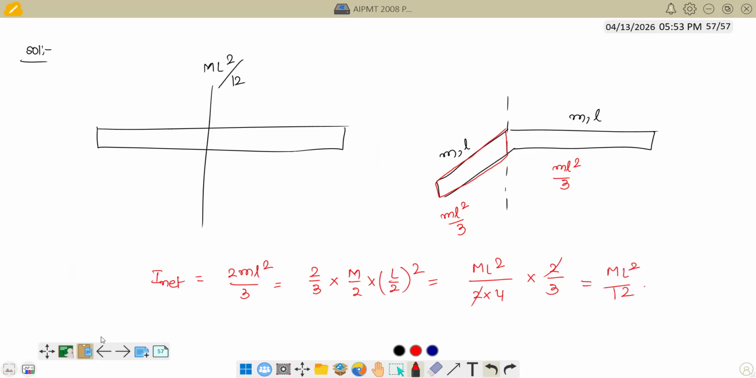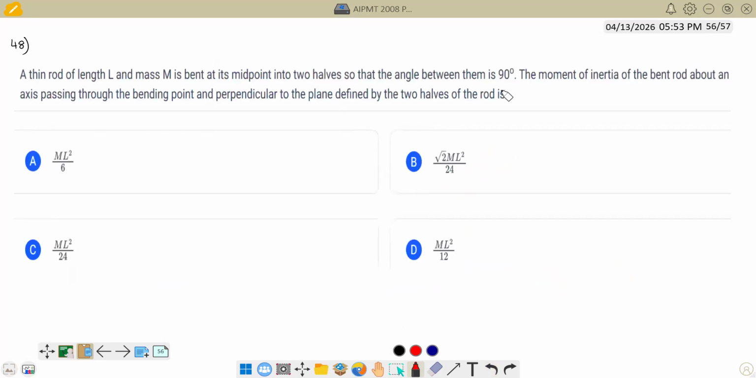As I already told you, it doesn't matter to what angle you bend. Let us say the angle becomes 60 degree or like 80 degree. Whatever angle you have bent it, the answer would be mL square by 12 only. Just remember that. So we're done with this paper. See you with the next one.